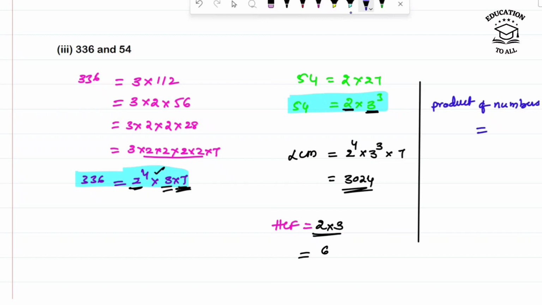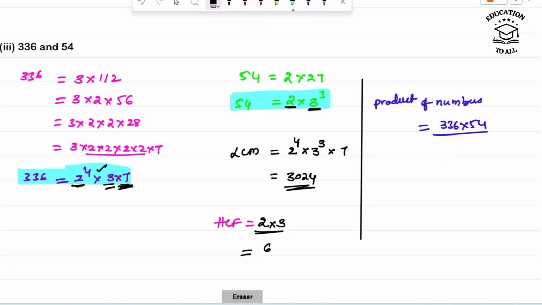So the product of the numbers is 3036 into 54. So multiply manually. 6 fours are 24, so I'll write 4 here and 2 outside. 4 threes are 12, 12 plus 2 is 14. 1 outside, and 3 fours are 12, 12 plus 1 is 13.